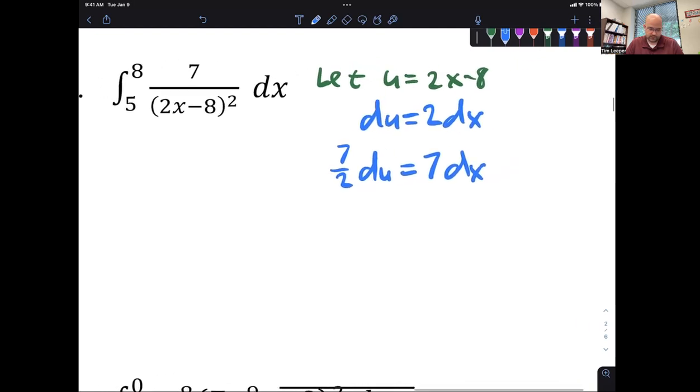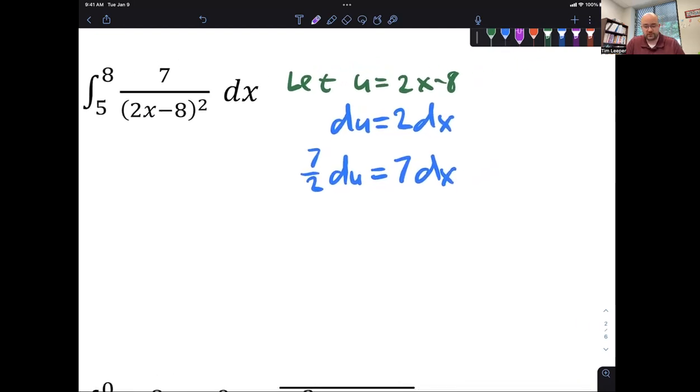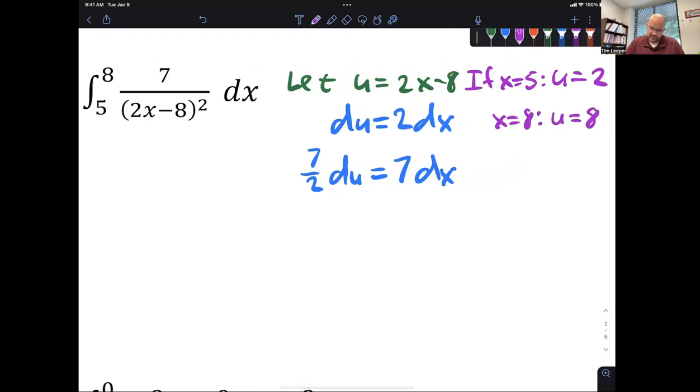Good. Now for the change of the limits of integration, if x equals 5, what's u going to equal? Well, 5 times 2 is 10, minus 8 is 2. And if x equals 8, what's u going to equal? Well, 2 times 8 is 16, minus 8 is 8. So u equals 8 here. So the limits of integration are going to change from u equals 2 to u equals 8.